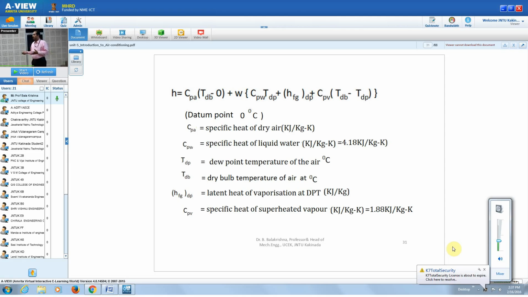HFG plus HW is equal to HS, which you can take as the HS value from your previous thermal engineering course, if you want to calculate the enthalpy of wet steam or dry steam. F is the fluid and G is the gas. HFG means the mixture of water plus vapor. That's why it is HFG, the latent heat of vaporization. And then CPV is the specific heat of superheated vapor in kilojoules per kg Kelvin, which is 1.88 kilojoules per kg Kelvin.